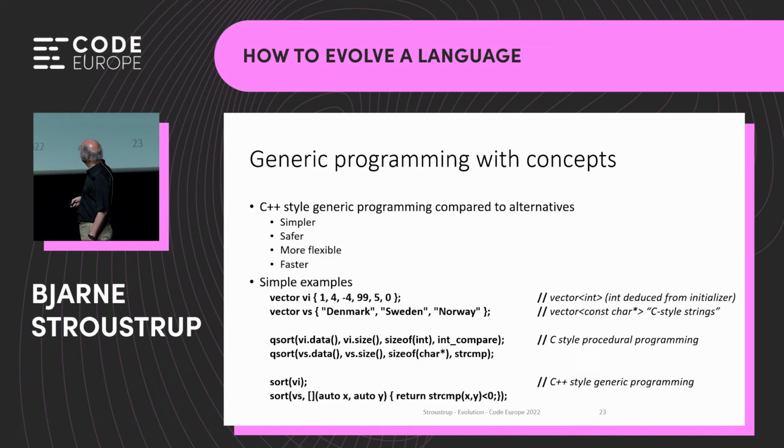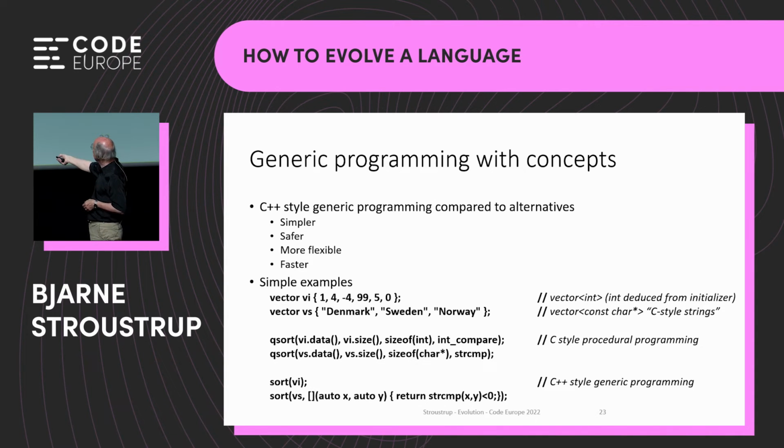So I'm going to show you how you use concepts from C++20. It's shipping with all the major compilers. The implementations are not really perfect in all cases, but they are pretty good. And this is standard, they're improving. So basically, what we want is generic programming to be simpler, safer, more flexible, and faster.